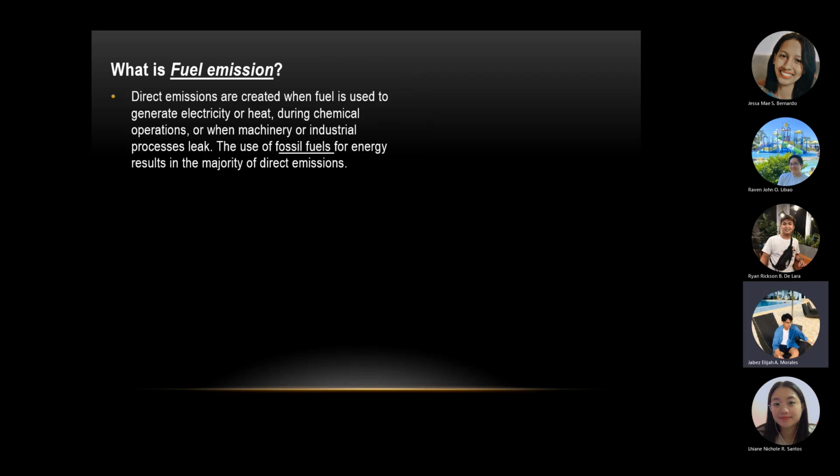Fuel emission, direct emissions are created when fuel is used to generate electricity or heat during chemical operations, or when machinery or industrial processes leak. The use of fossil fuels or energy results in the majority of direct emissions.